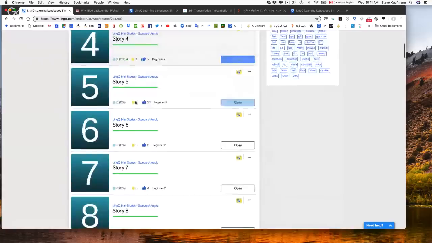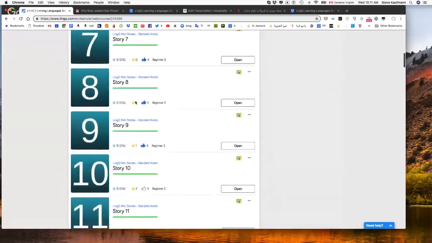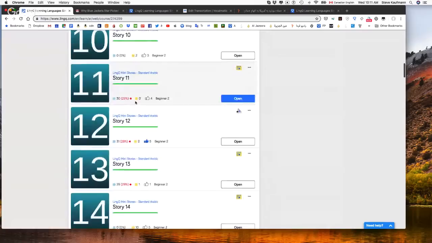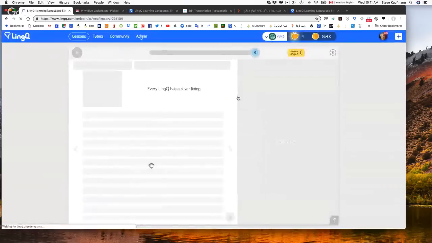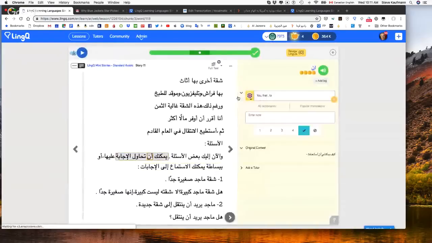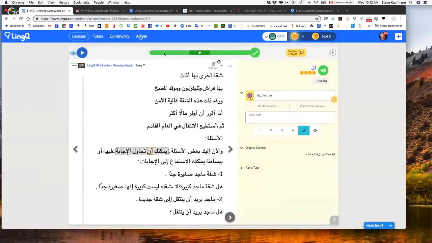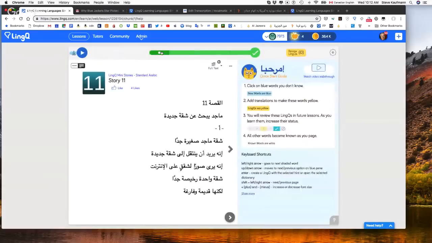These are the sort of early stories. Story 11, for whatever reason, there are some blue words there. I could open that one up and see what's going on. That's strange. It shows that no words that I don't know. So I know all of this. I know all of these words. I don't know why that shows. Must be a refresh issue or something.